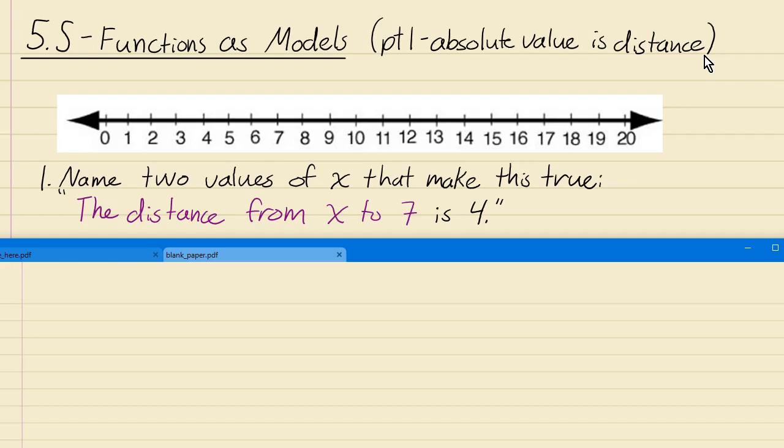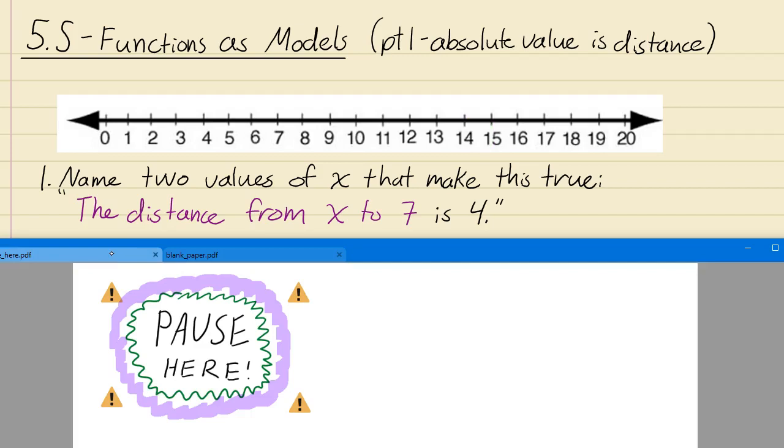Anyways, so first of all, let's think about the number line and just distance. And this first question is one for you to do. Name two values of x that make this sentence here true. Make it so the distance from x to 7 is 4 units. That's just the distance on the number line. So it should be pretty quick. You can pause it here to copy stuff down because in a moment I'll show you the answer.